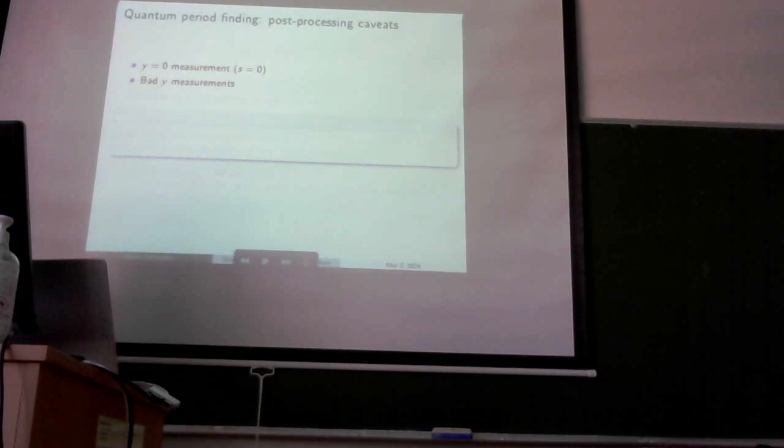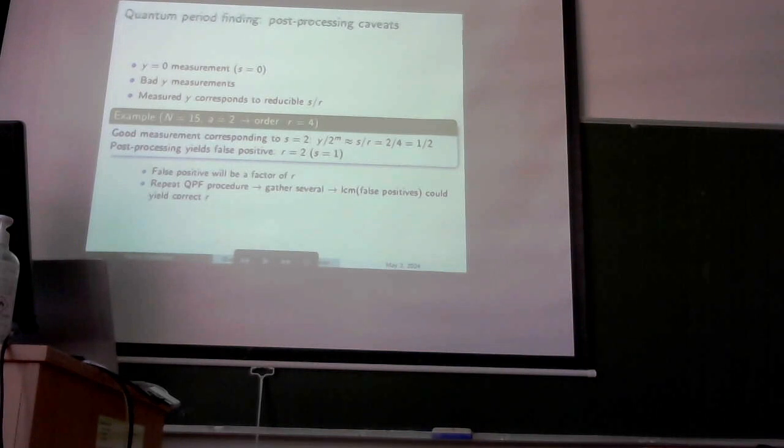And another subtle problem, which might not be immediately obvious, is when S over R is not an irreducible fraction. This is a simple example. For n equals 15 and the value A equals 2, the real order would be R equals 4. So if we happen to make a measurement in quantum period finding, and the value we measured corresponded to the eigenvalue of S equals 2, then the fraction simplifies. And if we run the continued fractions post-processing procedure, it would yield us a false positive, telling us that R should be 2. This is a problem, but still we can make use of it because the false positive is always going to be a factor of R because it is just simplifying a factor or several factors.